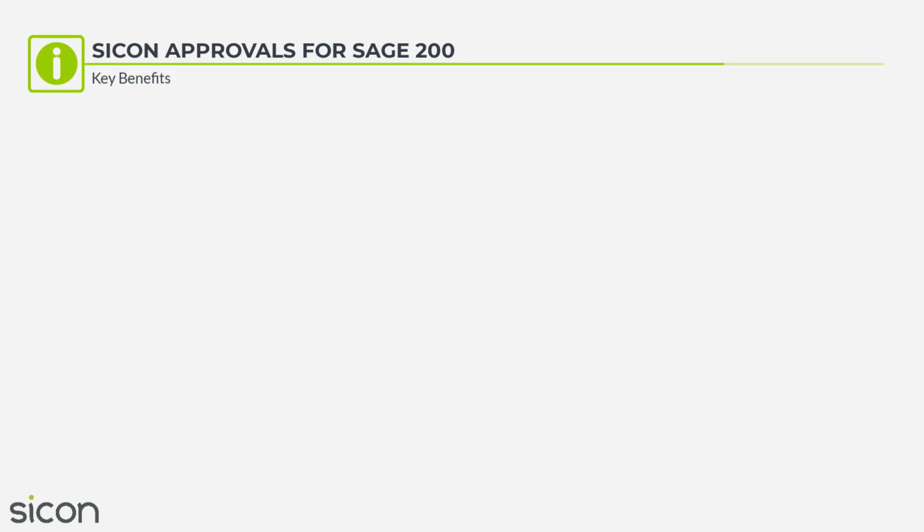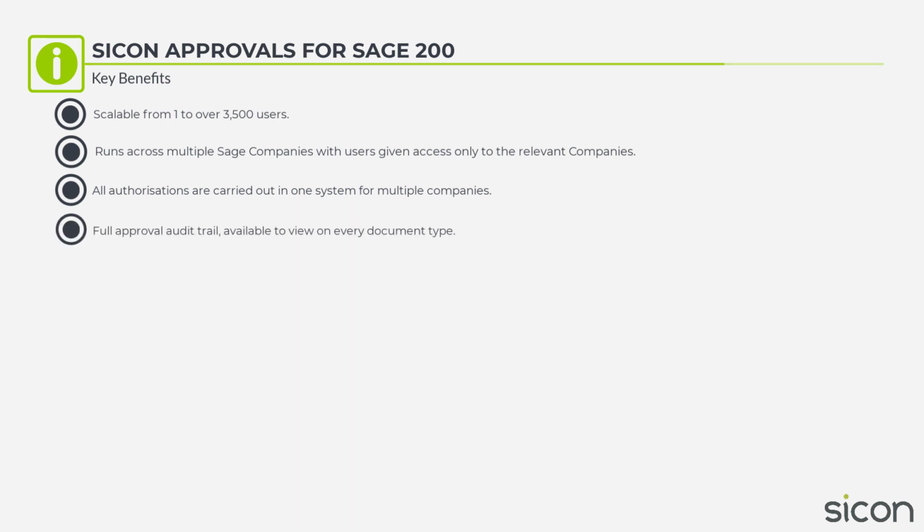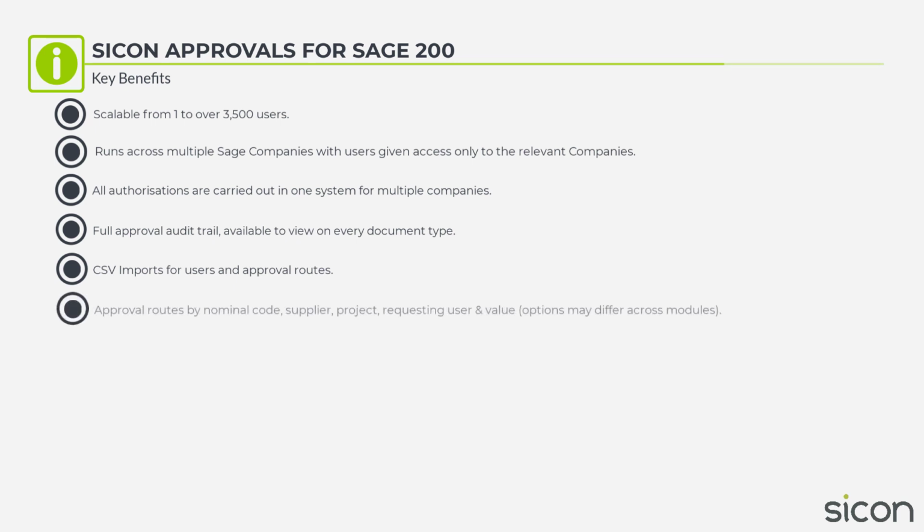Key benefits: scalable from 1 to over 3,500 users. Runs across multiple Sage companies with users given access only to the relevant companies. All authorizations are carried out in one system for multiple companies. Full approval audit trail available to view on every document type. CSV imports for users and approval routes. Approval routes by nominal code, supplier, project, requesting user and value. Options may differ across modules.